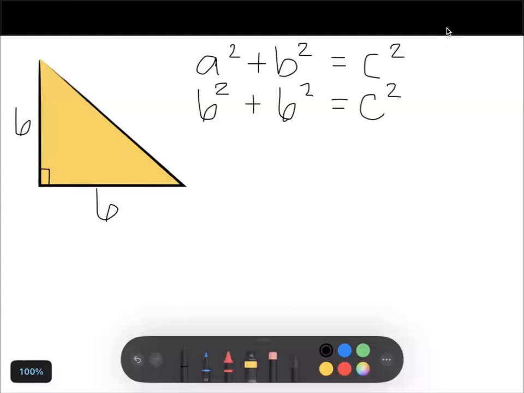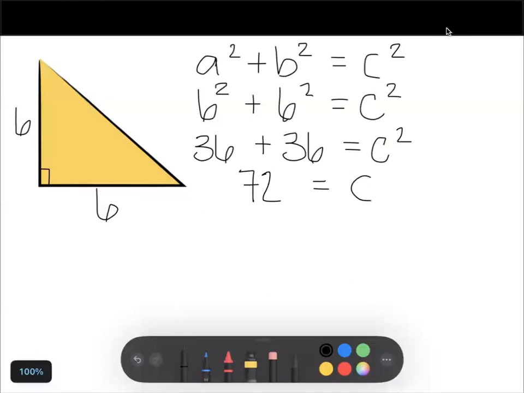Equals c squared. Okay, so 6 squared is 36 plus 36 equals c squared. My next step is to do 36 plus 36, which equals 72, and that equals c squared. Again, I don't want to know what c squared is, I want to know what c is. To do the opposite of an exponent, I need to do the square root. So I'm going to take the square root of both sides. The square root of c squared is c.